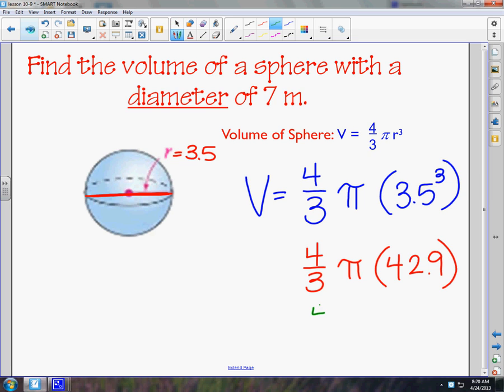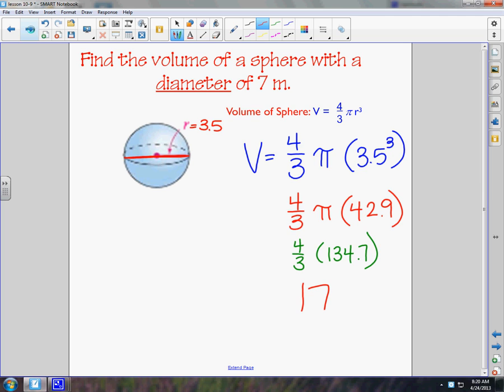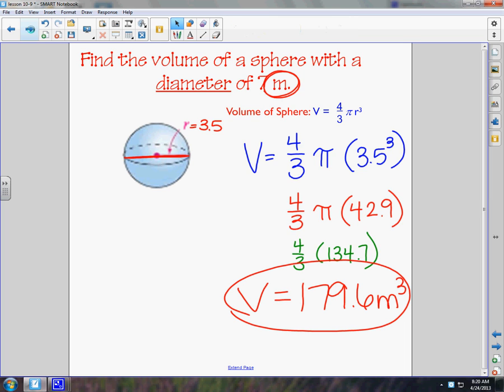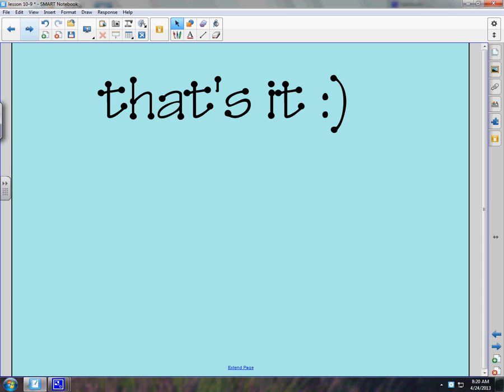And then I'm going to do 4/3 times 134.7. And I get 179.6. And then I look at my unit, and my unit was meters, so it would be meters cubed. So volume equals 179.6 meters cubed. So that's it for your notes.